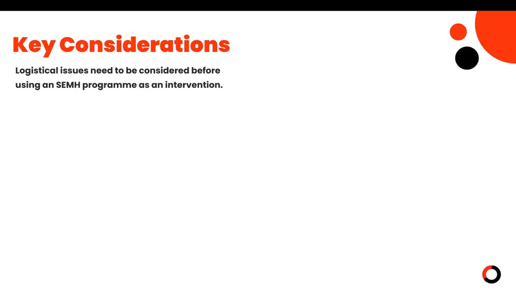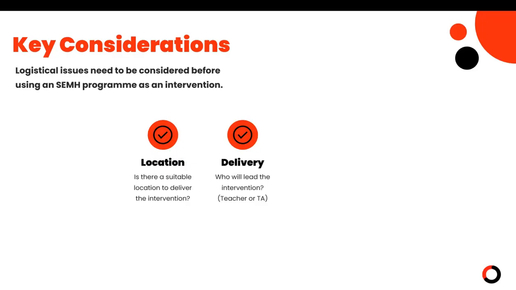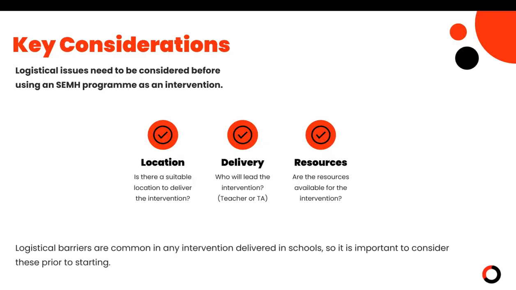Key considerations. Logistical issues need to be considered before using a social, emotional, mental health program as an intervention, such as is a suitable location outside for this to be delivered? Delivery, will this be led by a teacher or a TA? And the resources. You will find in the resource folders all of the resources that have been explained in the intervention video. Just make sure this is downloaded and you have the activities that are ready. So logistical barriers are common in interventions in schools, so it's just important to consider these prior to starting.